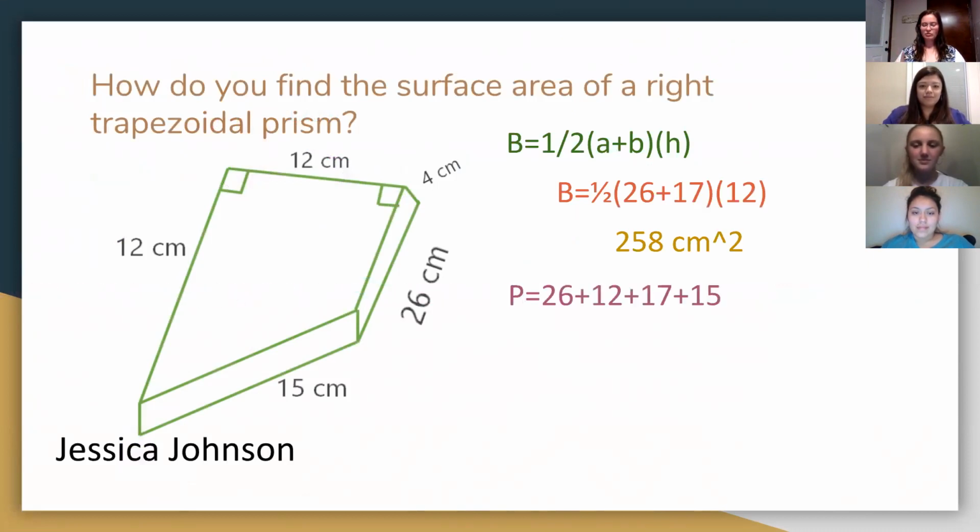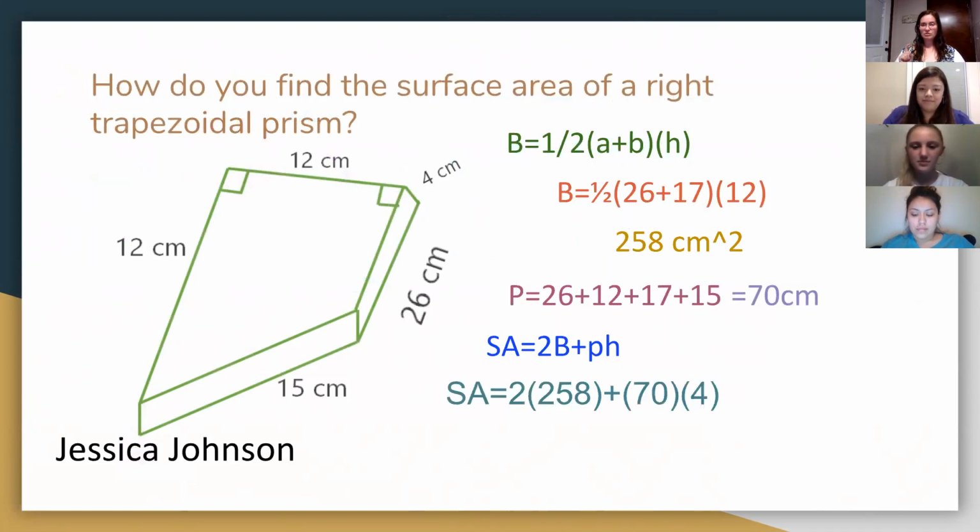Perimeter is 26 plus 12 plus 17 plus 15, which equals 70 centimeters. We use the formula of SA equals 2B plus PH. To find the surface area, the formula now looks like this. SA equals 2 times 258 plus 70 times 4, because now our height is here where the 4 centimeters is located. B is the area of the base of the prism, P is the perimeter, and H is the height this way where the 4 centimeters is. Surface area equals 796 centimeters squared.